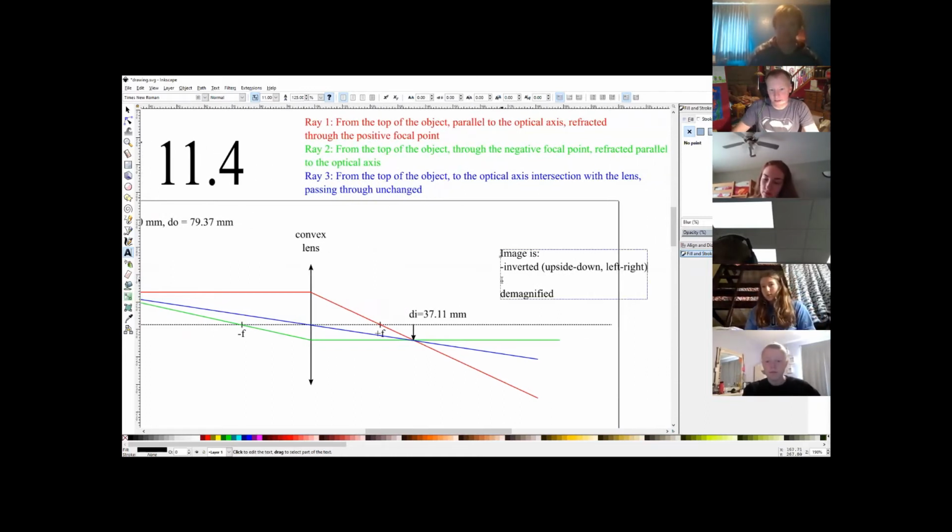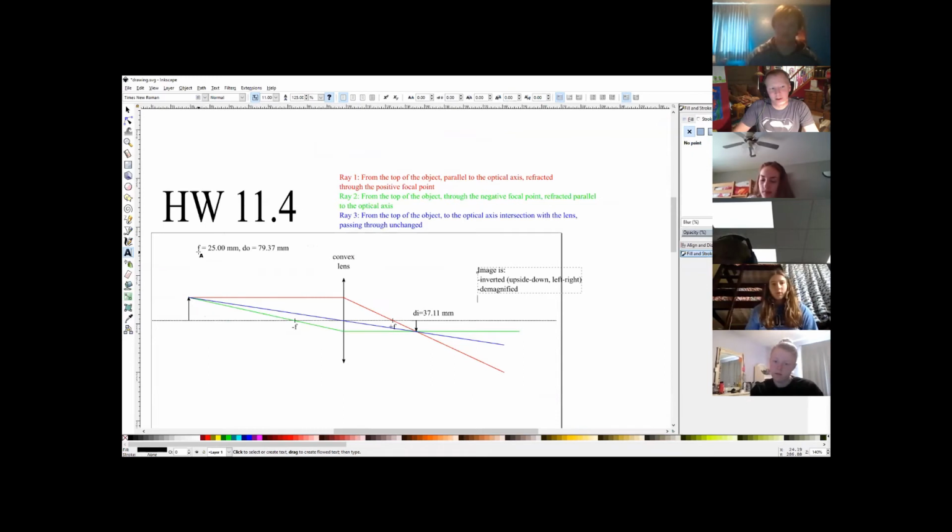It's demagnified, meaning that it's going to be smaller, and that'll be the case for any of these that we have with the focal length smaller than the object distance, and we'll try something with those two flipped. Is this a real or a virtual image? Are the light rays actually coming together there in real space? And how can we tell?